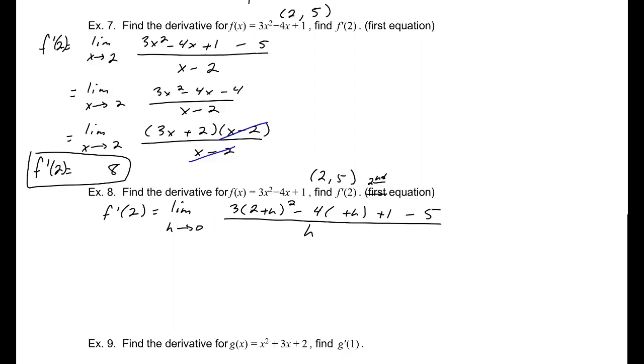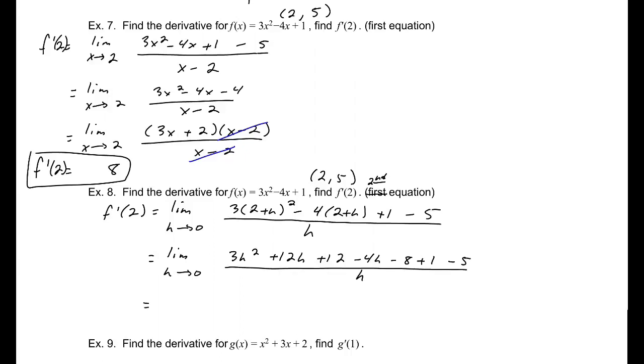Now, doing some algebra off to the side, this is going to be the limit as h goes to 0 of 3h squared plus 12h plus 12 minus 4h minus 8 plus 1 minus 5. I think that's right. We have a minus 8 minus 4h. And then squaring that, that's going to be a 4, so we get a 12 in there. That is a 4h times 3, so 12h, and then a 3h squared. All that divided by h.